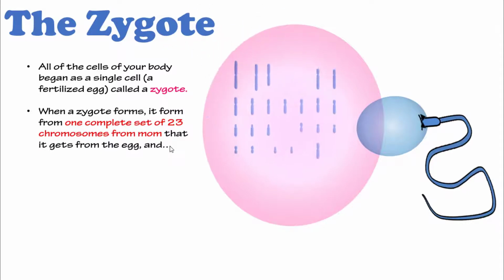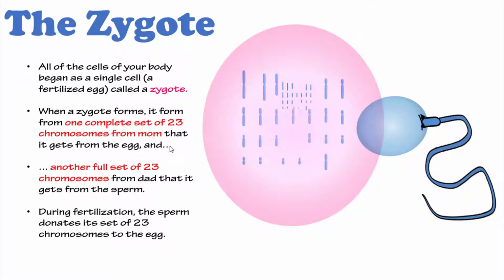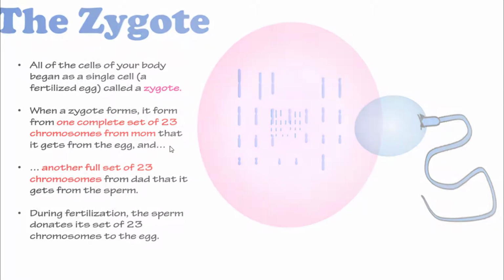All of the cells of your body began as a single cell, a fertilized egg called a zygote. When a zygote forms, it forms from one complete set of 23 chromosomes from mom that it gets from the egg, and it also forms from another full set of 23 chromosomes from dad that it gets from the sperm. During fertilization, the sperm donates its set of 23 chromosomes to the egg.